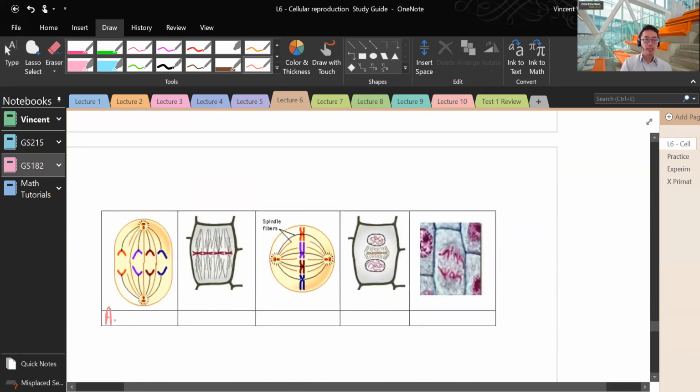This one should be apparent. Everything is lined up in the middle. Metaphase. Metaphase again. Two separate nuclei, and it's starting to divide. So this would be telophase. And the first real picture, you can see the chromosomes are being pulled apart here. So that is another anaphase.